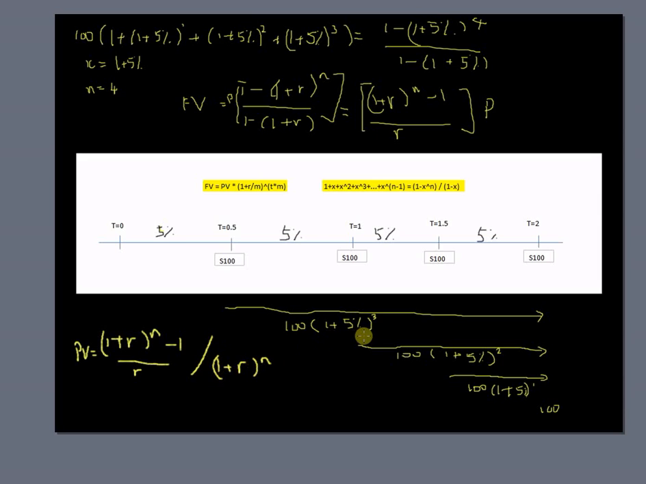Okay, so again, let's simplify this one. This term goes into the numerator, so this will become 1 minus 1 plus r to the power of minus n over r. Okay, so this is the present value of an annuity. Okay, that's all I have for now. Thank you.